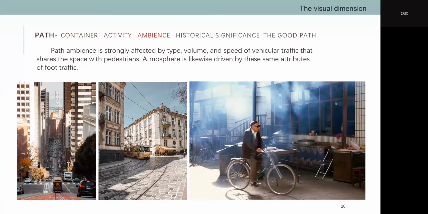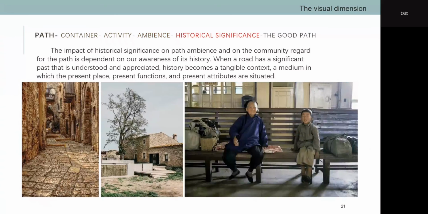The impact of historical significance on path ambience and on the community depends on our awareness of its history. When a road has a significant past that is understood and appreciated, history becomes a readable text, a medium in which the present place, present functions, and present attributes are set.